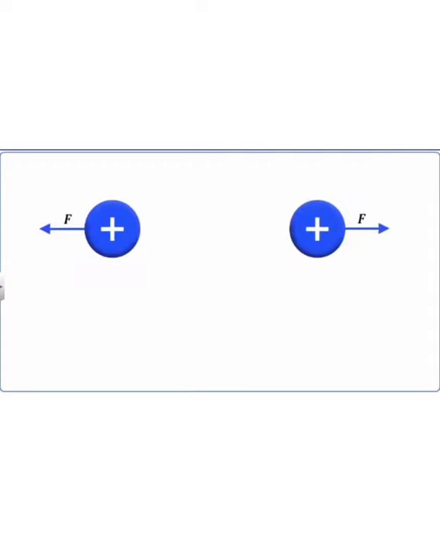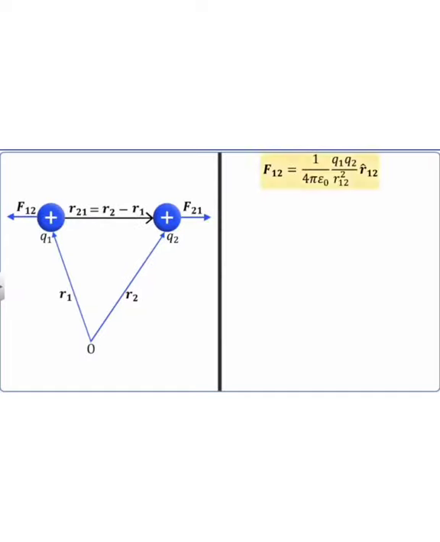Let us now study Coulomb's law in vector form. Let the charges Q1 and Q2 be at positions specified by the position vectors R1 and R2 with respect to the origin O. The vector R21 is equal to R2 minus R1 joins Q1 and Q2. The force on Q1 due to Q2 is F12. The force on Q2 due to Q1 is F21. In vector form, we can express Coulomb's law as shown.